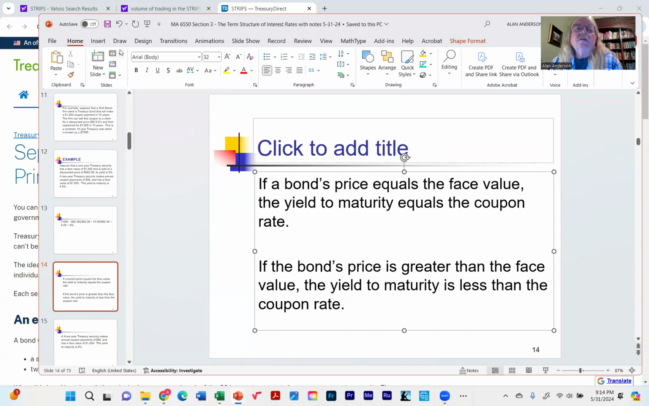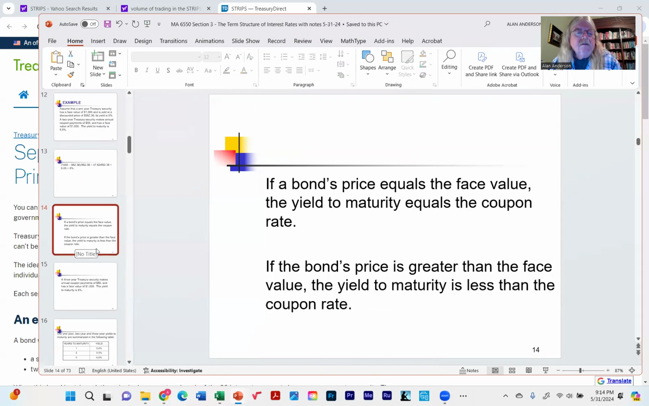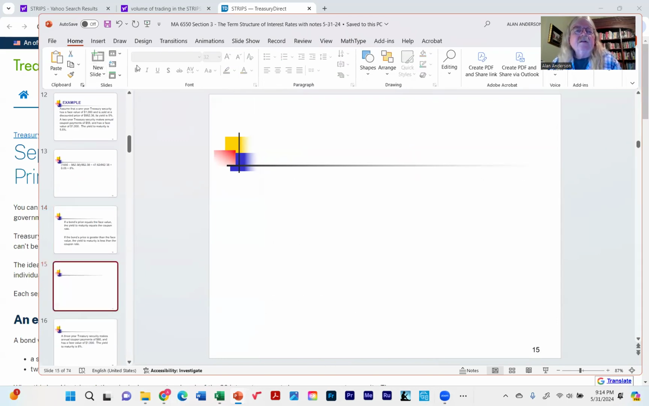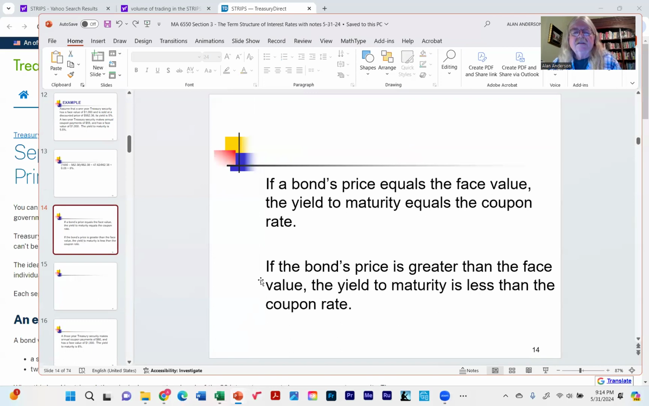Okay, and then of course we have the third possibility. Let's throw that in here. Oops, it's not what I was expecting.